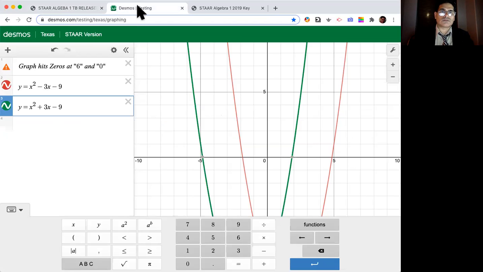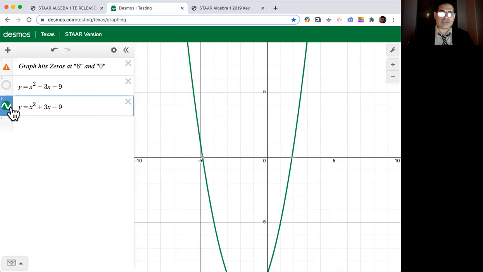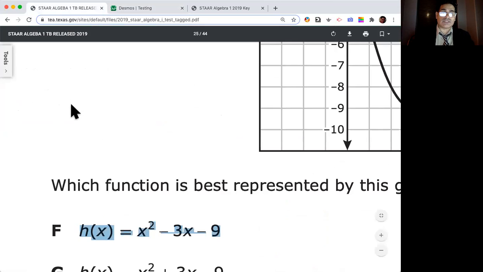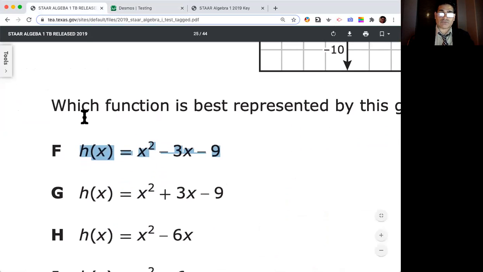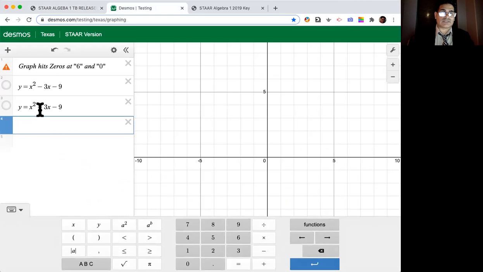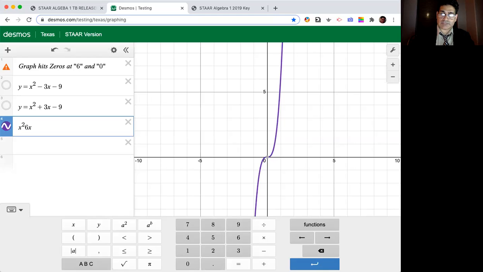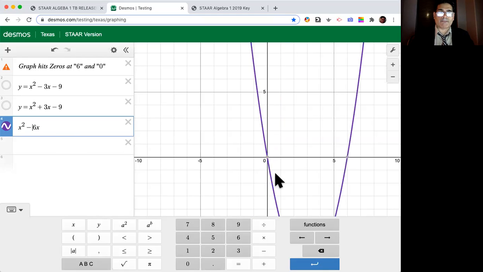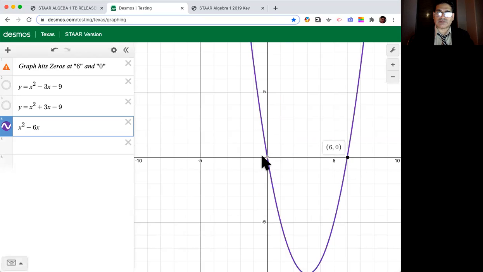All right, so let's see. We said our zeros are at 6. That's not hitting it, that's not hitting it, and that's not hitting it. Let's do our next one. So x squared minus 6x. Okay, that looks good. My x is at 6. My x is at 0.